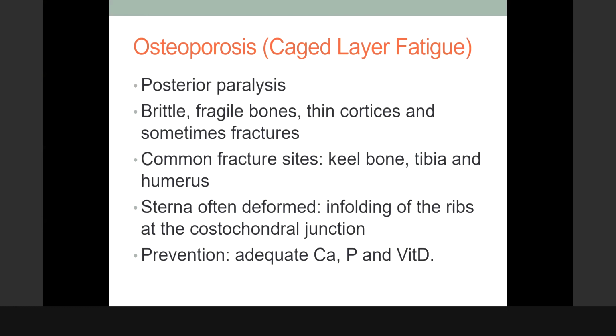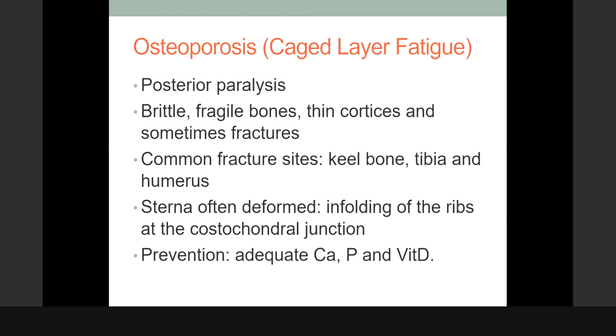One way to check for cage layer fatigue or osteoporosis is, if you have seen a lot of cases with posterior paralysis, I do a postmortem on one of them. I'll try to break the bones. Okay, I just break the bones with my finger. Usually, a normal bone requires a lot of strength to break. But in the case of osteoporosis, you can just break it with your finger.